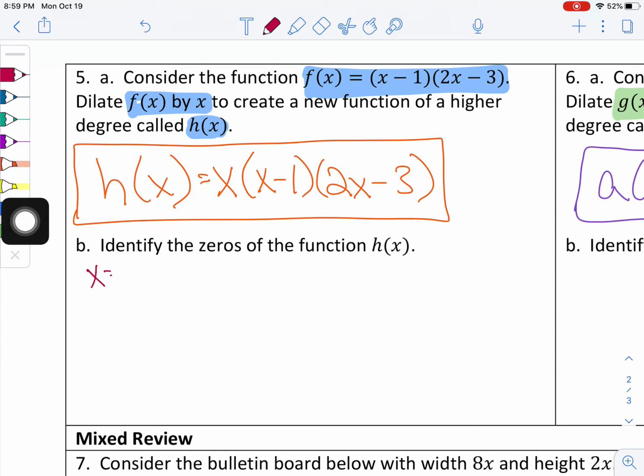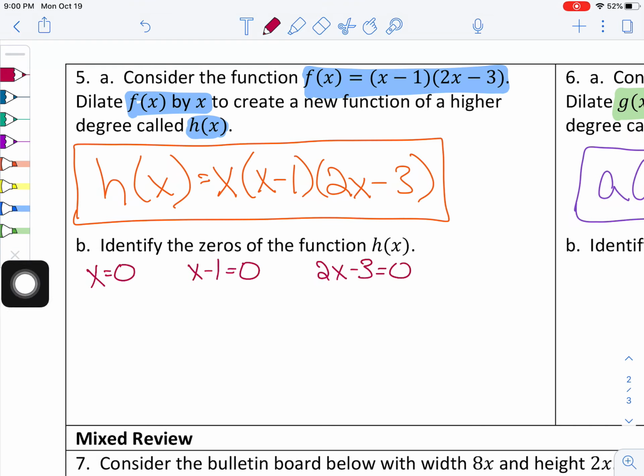So take each factor, set it equal to 0. So x is a factor, it's equal to 0. x minus 1 is a factor, it's equal to 0. And 2x minus 3 is a factor, so it's equal to 0. Now, this first one, x equals 0, it is already solved for us, so we're good. I'm going to add 1 to this middle little equation here. x is equal to 1.